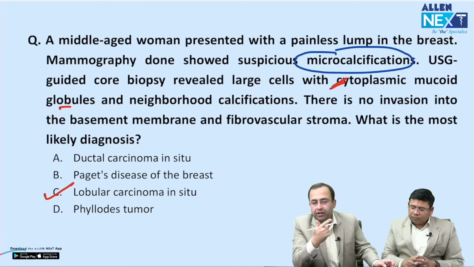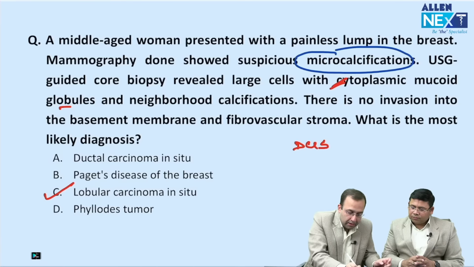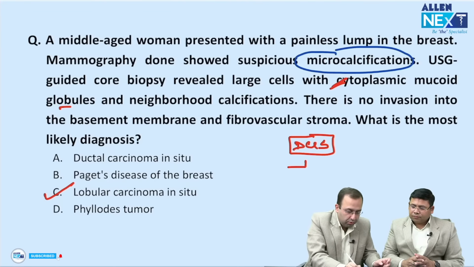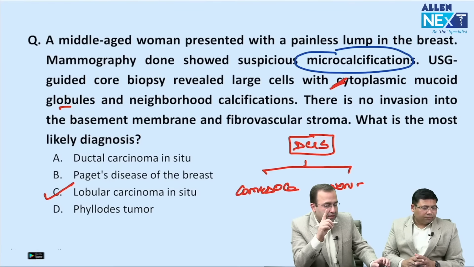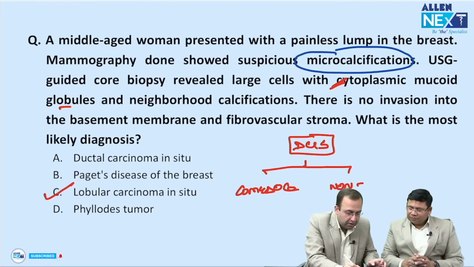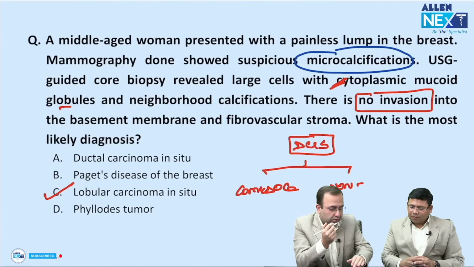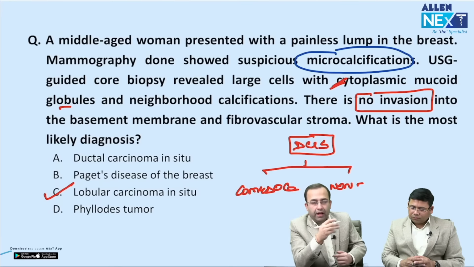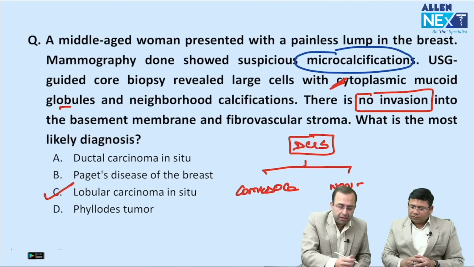Now, the first option in this case was DCIS, ductal carcinoma in situ. Important images: we can divide ductal carcinoma in situ into 2 types, comedo versus non-comedo carcinoma. This is not Paget's disease. See, firstly there is no invasion of the basement membrane. Second, we will not think of Paget's on this. It has cytoplasmic mucoid globules and neighborhood calcifications. These are the 2 main pointers towards lobular. It was not ductal carcinoma also, because it was not shown to have any cribriform pattern. I'll show you the images in just one sec.